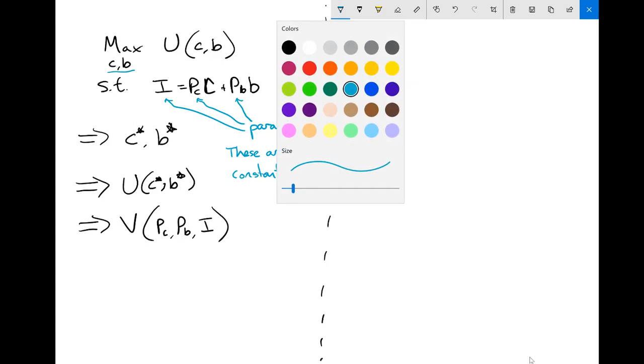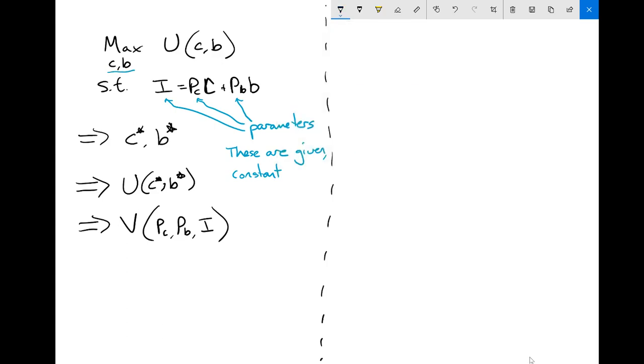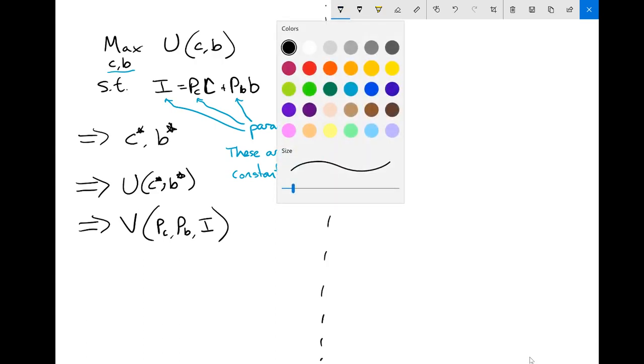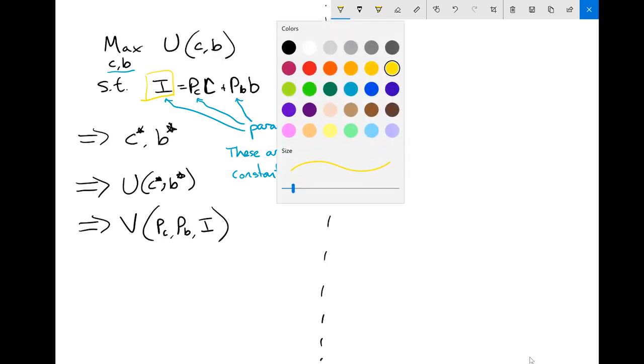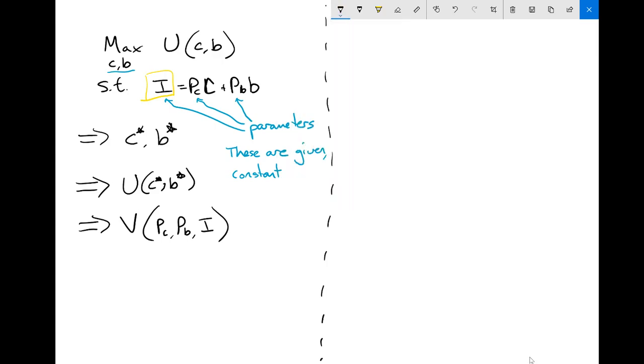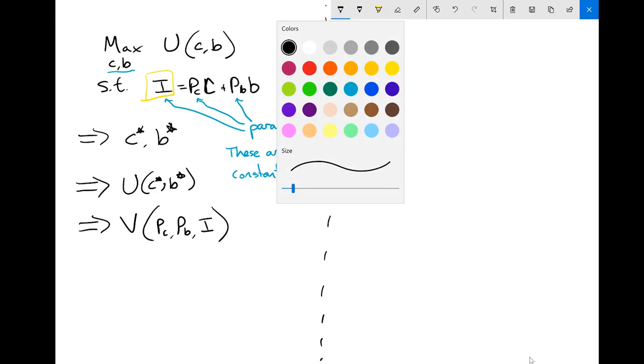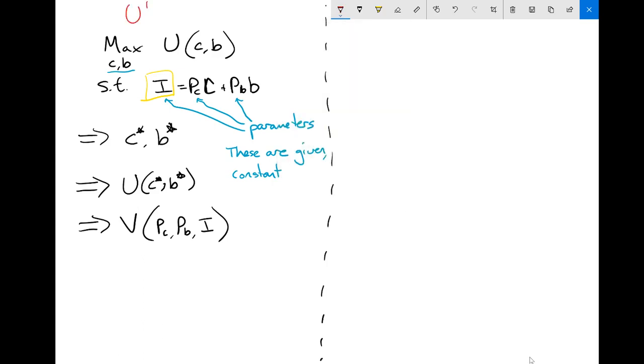Expenditure minimization is the inverse problem. With utility maximization, we take income as given. Income is constant. And then we choose C and B to maximize utility. Actually, let me give this a title. This is utility max. And this is expenditure minimization.